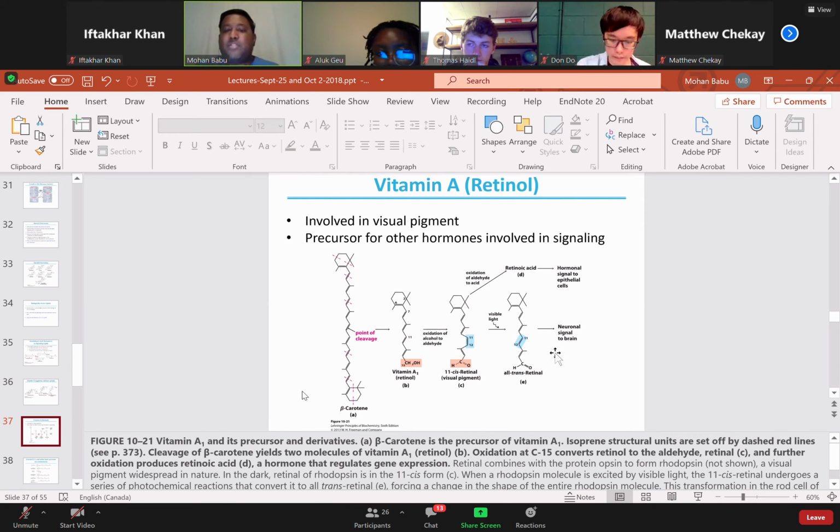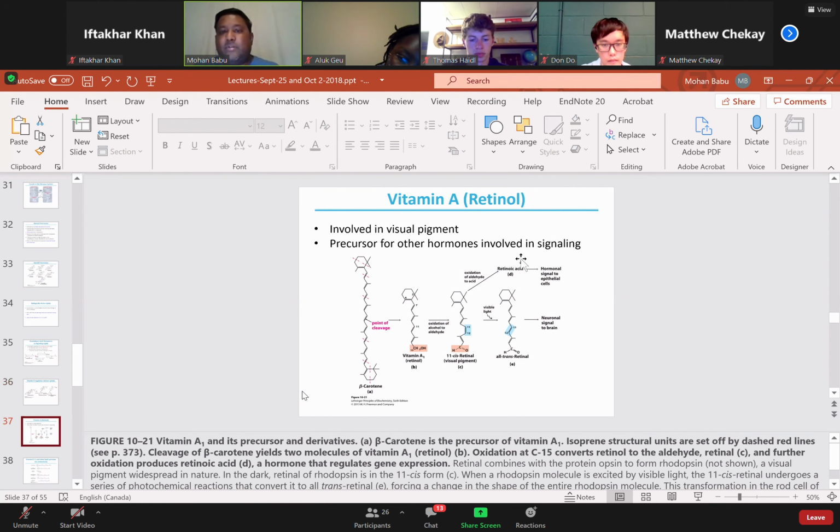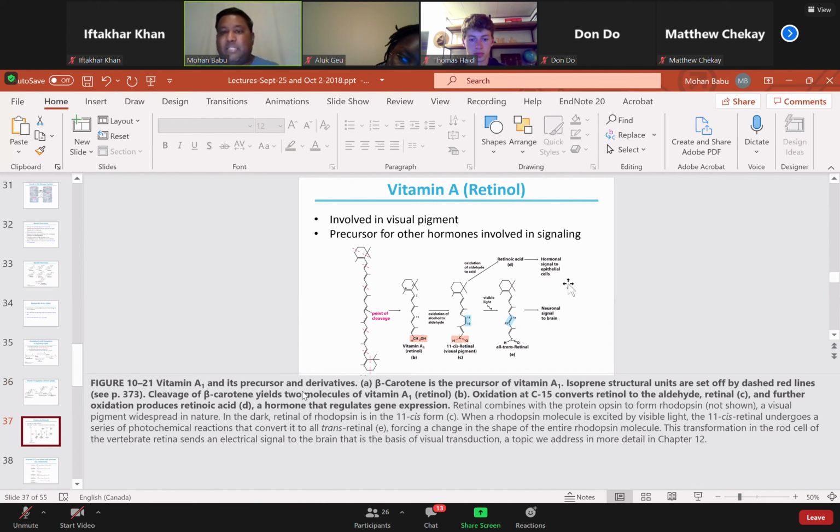The rhodopsin molecules are usually visible in light. These are very important pigments. I can show you some snippets here. What does it say? They are usually visible in light, and they undergo a series of photochemical reactions. So we talked about the visual pigment that leads to retinoic acid, and retinoic acid is the hormonal signal that goes to the epithelial cell.